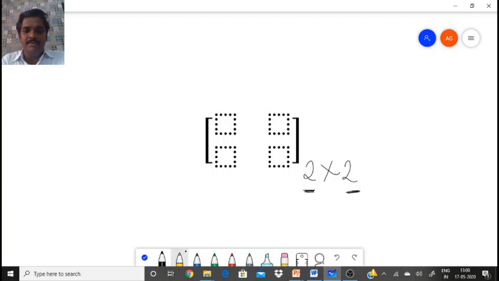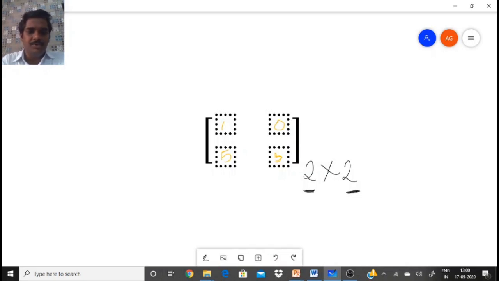We can put any numbers into this. Let's say I am putting 1 0 5 3. So we have an example of a 2 by 2 matrix. We can see a few more examples.